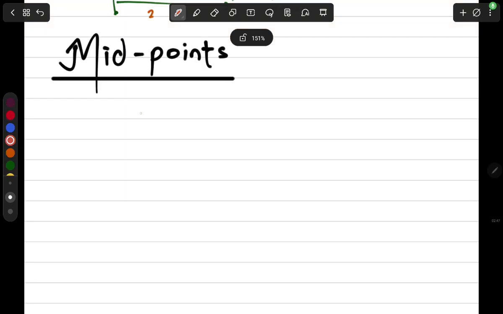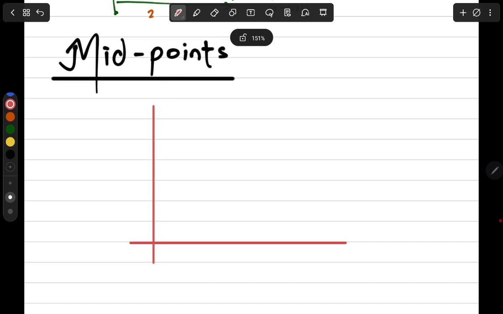Now let me put 2 coordinates here on the Cartesian plane. So this xy plane is also called the Cartesian plane. So let me put 2 points here on the xy plane, right? So let's say A is -4, 2. So this is A, and B is, let's say, 8, 10, right?